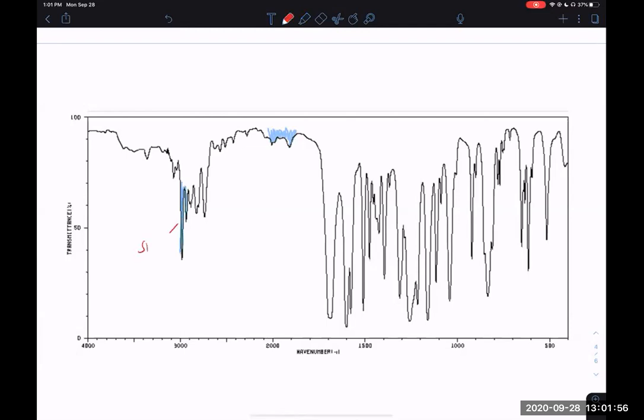So these are sp2 CHs. I've got a wiggle waggle. I should have a C double bond C at 1600, and I do. It's pretty big. It's right there. So that peak is my C double bond C. I've got a benzene. What else do I have?